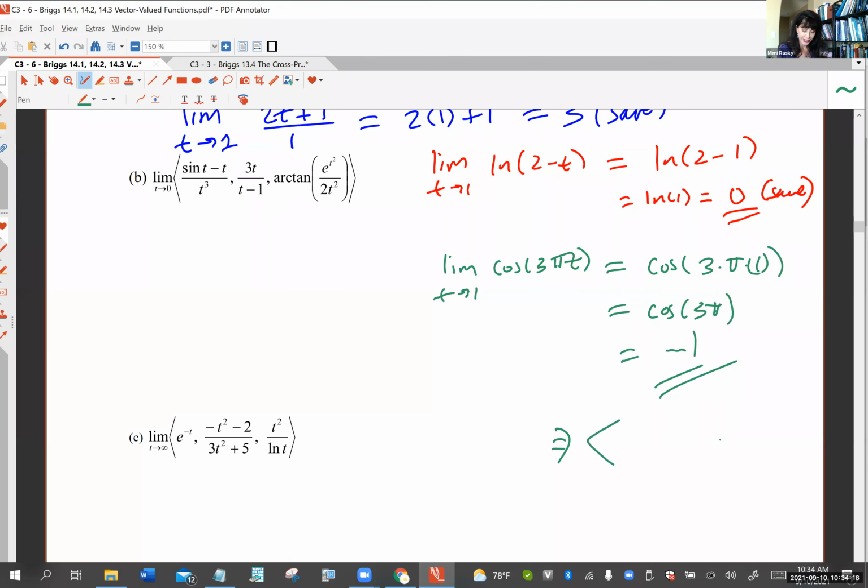Your final answer is a vector. You better use these angular brackets if you're going to put it in component form. I like that, my favorite. And then you're going to go 3, 0, -1. Voila. That's the answer to letter A.